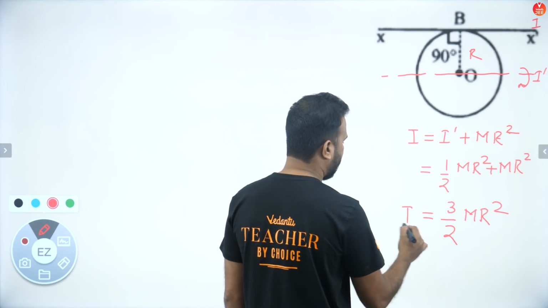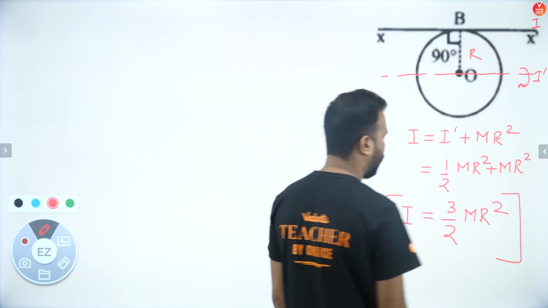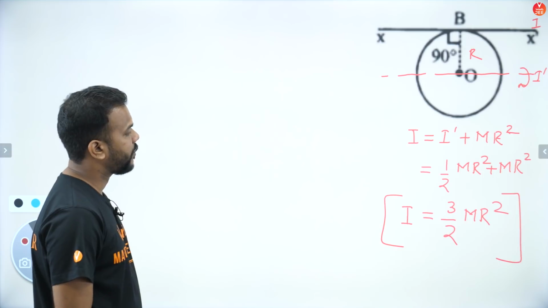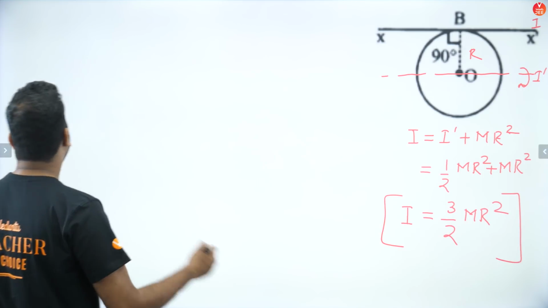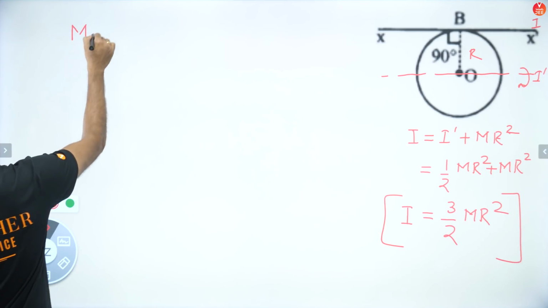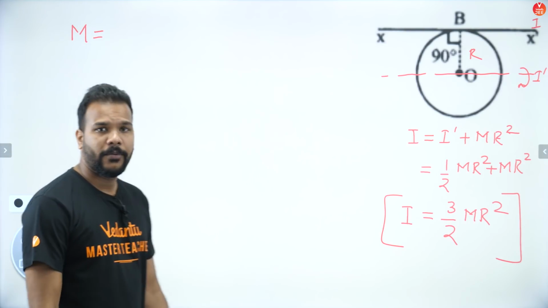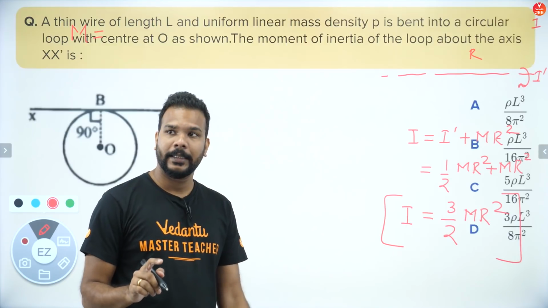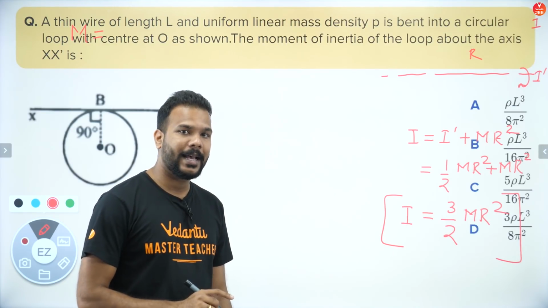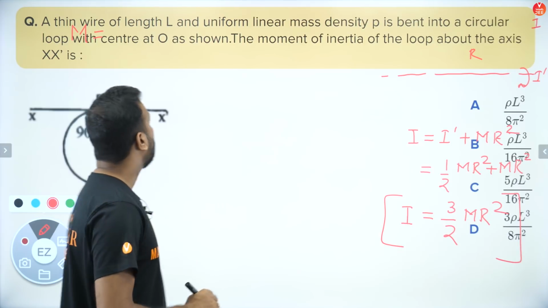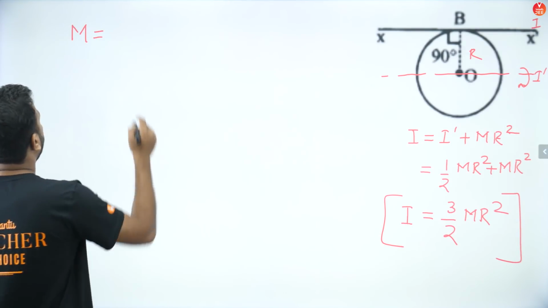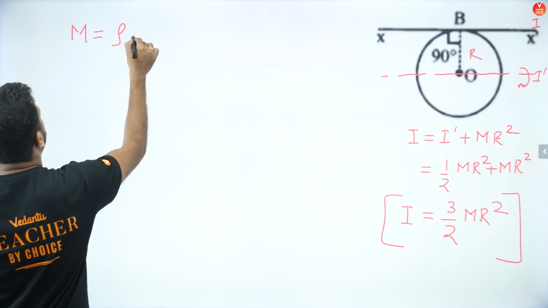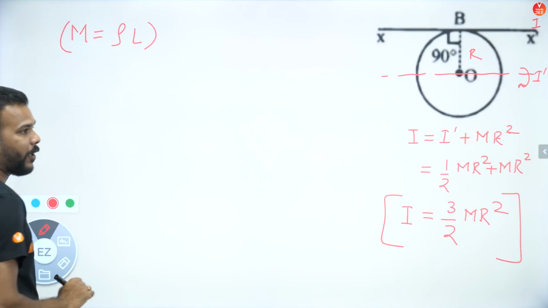Now what I need in this question is only the value of the mass of this ring and the radius as well. What is given to us is that the wire has a uniform linear mass density, that is rho, and has a length L also. Linear mass density is mass upon length, so mass becomes density times the length. So we easily found this value.